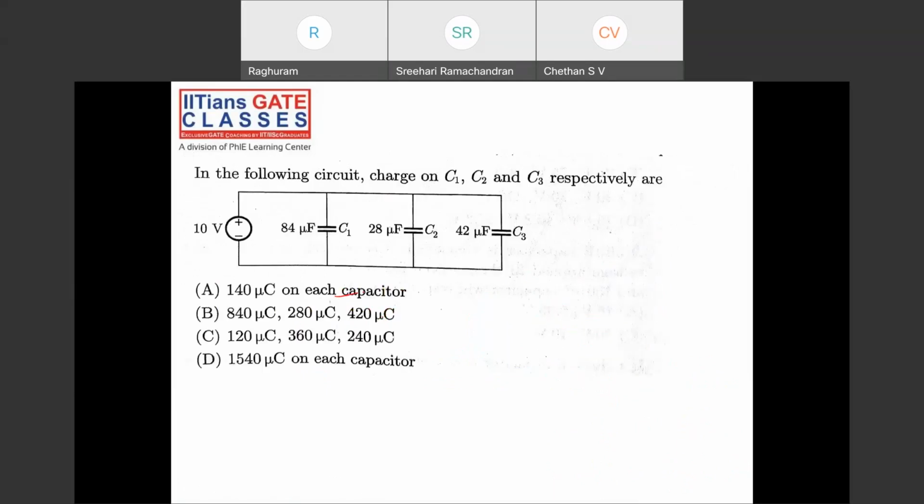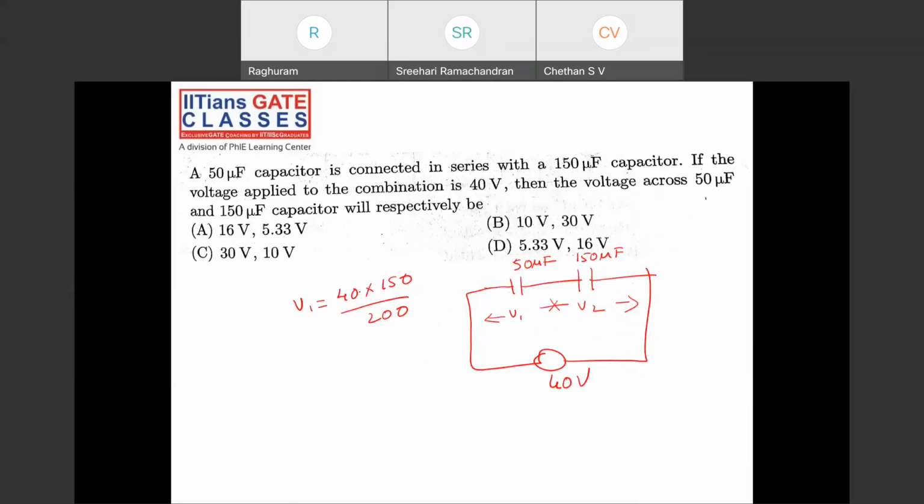So how much is this? 40, 30 volts. Similarly, V2 is 40 into opposite by total. You will get 10 volts, right? Directly, the voltage division rule here is opposite to that of the voltage division rule in case of resistors, or similar to that of the current division rule in case of resistors.